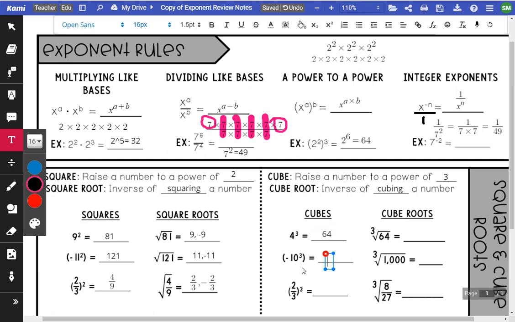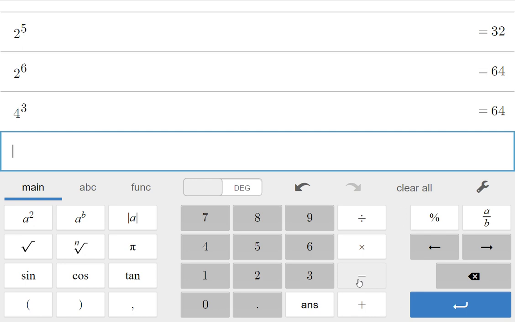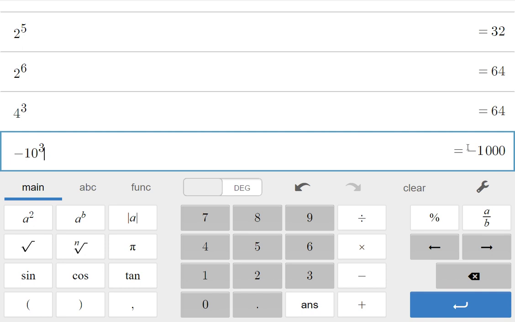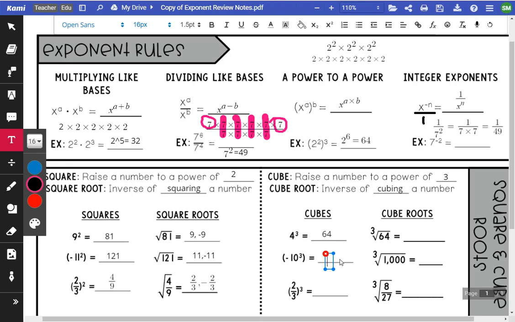Negative 10 to the 3rd power. This is going to be interesting. We're going to do negative 10, a to the b, to the 3rd power. Is that what it said? Yeah. Whew. Good thing you were here. And that equals negative 1,000. That's because a negative 10 times a negative 10 times a negative 10 is an odd number of negatives, and that gives us a negative answer. So that would be negative 1,000.